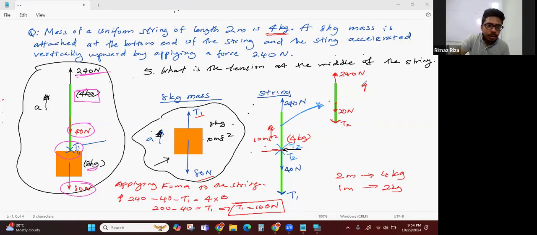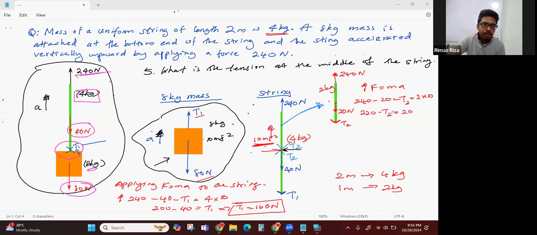Then I can apply F equals ma vertically upward, because we know this string is accelerating at 10 meters per second squared. Therefore, the top half of the string also has the same acceleration. So the forces: 240 minus downward 20 minus downward T2 equals the mass, which is 2 kilogram, because the total mass of the string is 4 kilograms, so half of the string has half the mass, into a, the acceleration we already got as 10. Therefore, 240 minus 20 is 220, minus T2 equals 2 into 10, which is 20.